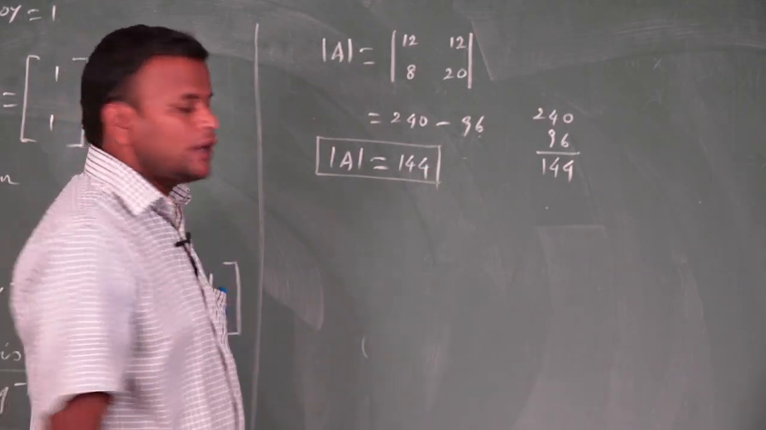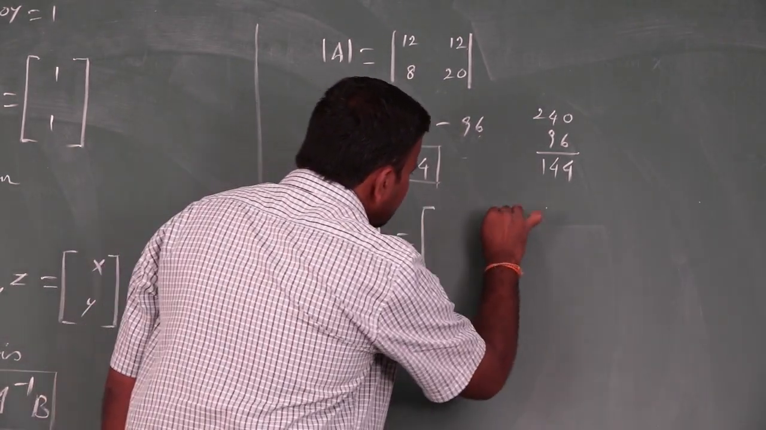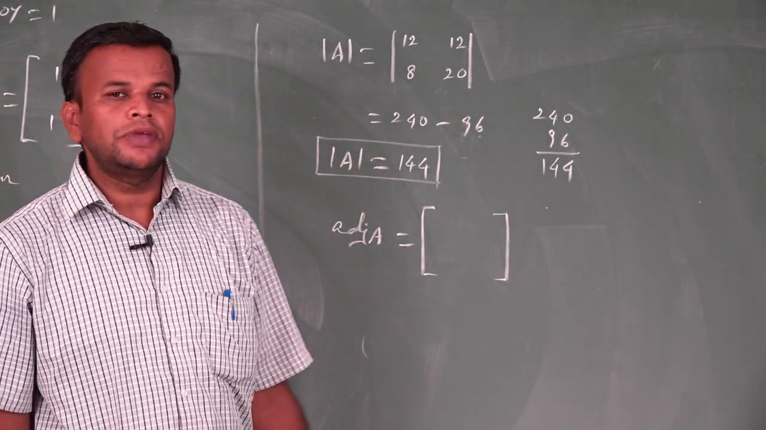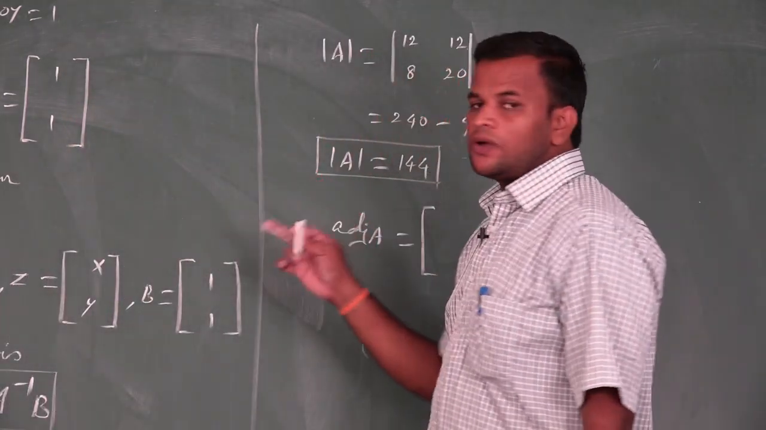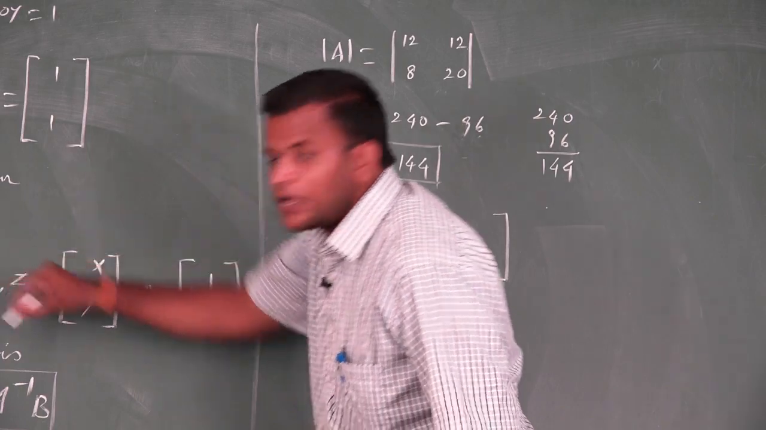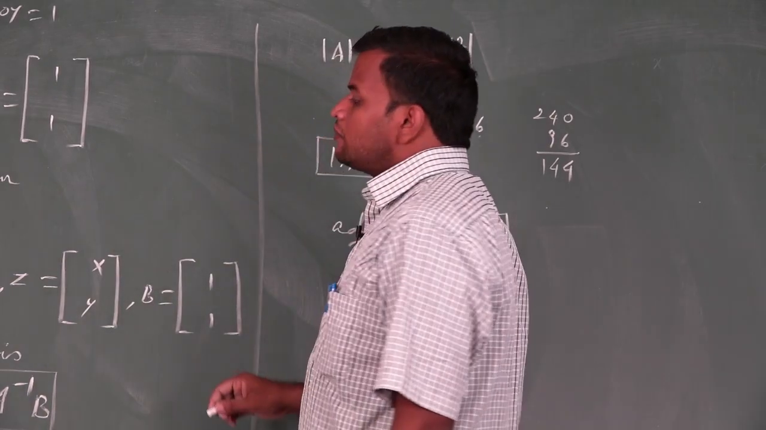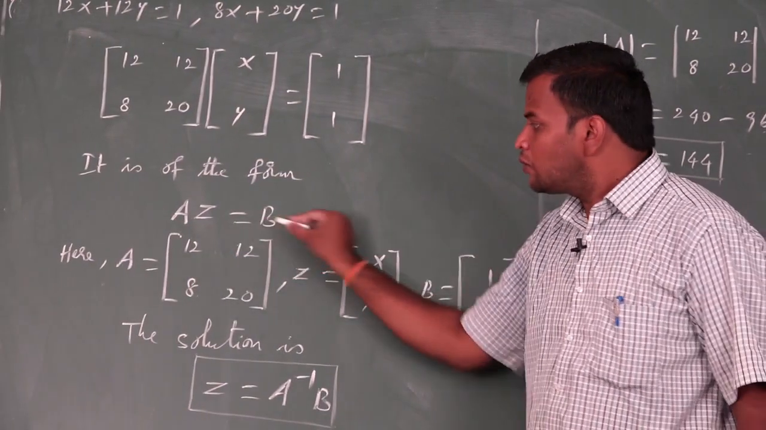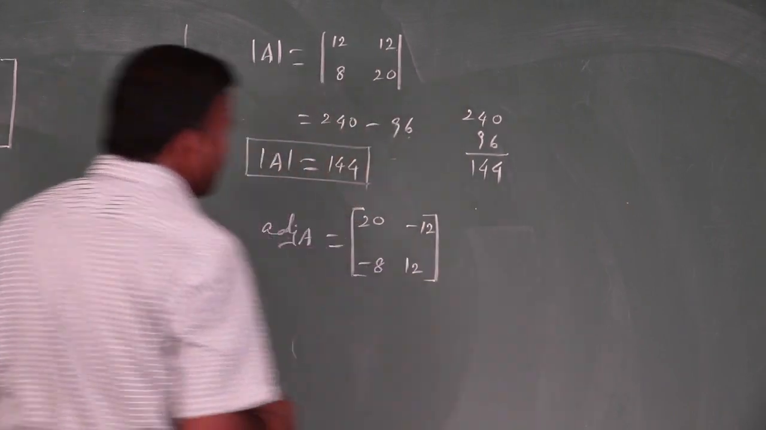The next step is to find the adjoint. A is a 2 by 2 matrix. So as a shortcut form we use for the adjoint: first we interchange the leading diagonal elements. So the value of A is 12, 12, 8, 20. We interchange these leading diagonal elements, so 12, 20 become 20, 12. And for the remaining two elements, only the sign changes. So plus 12 is there, so minus 12. Plus 8 is there, so minus 8. So this is the value of the adjoint.